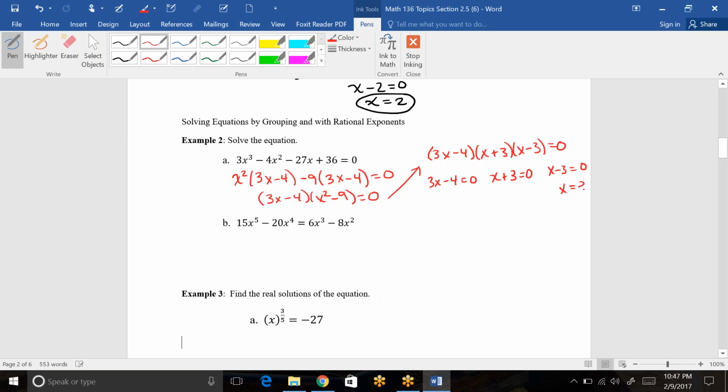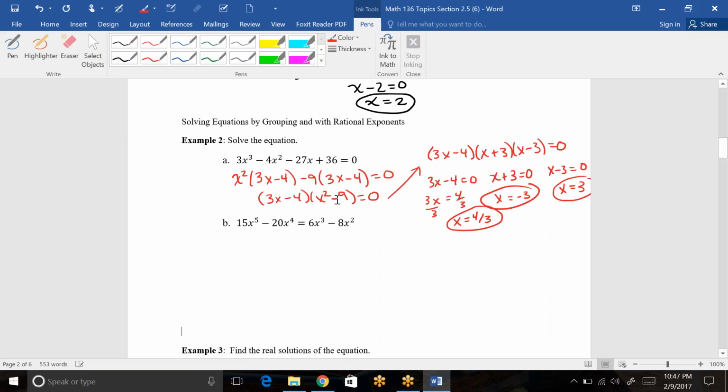These last two are pretty easy. This would be positive 3. Subtract the 3 on this one. This would be negative 3. And we'd have to add 4 and then divide by 3. So the last one is 4/3. So 3 different solutions. Now the next part, B, is a little bit different.